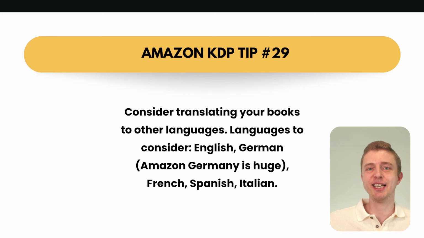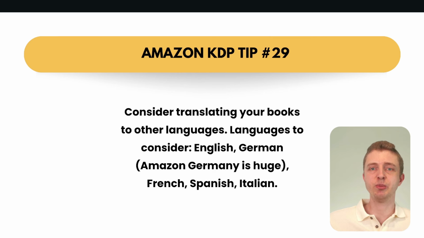KDP tip number 29 is to translate your book into other languages. You can do this whether it's a notebook, a puzzle book, a how-to book, or a novel. You can translate all books. If it's a notebook, the only thing you have to translate is your title and description, so it's much easier. If it's a puzzle book, like a Sudoku book, you also don't have to translate much, mostly the title and description as well. If you have a word search book, you would have to translate the word lists into the different languages and then recreate the book. Also not too hard to do.